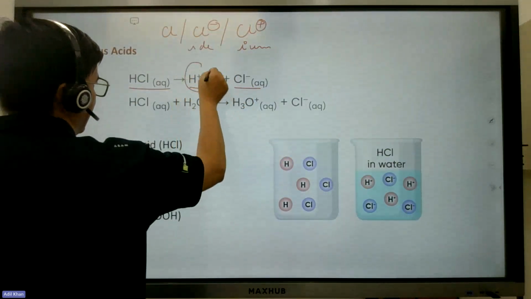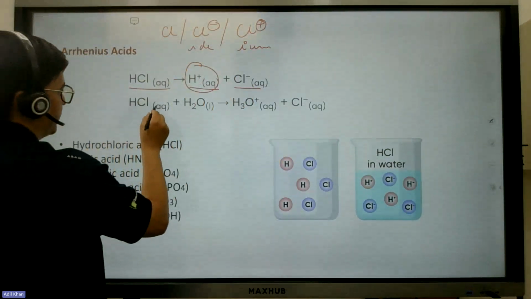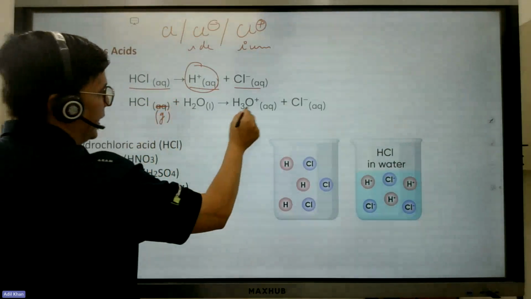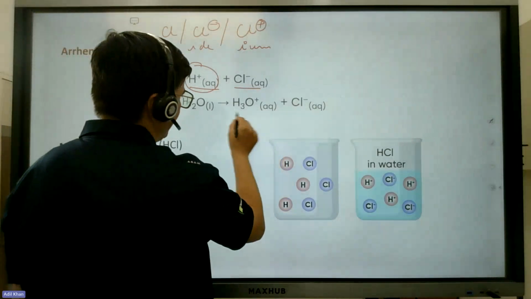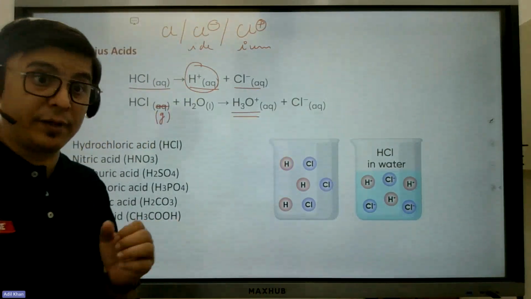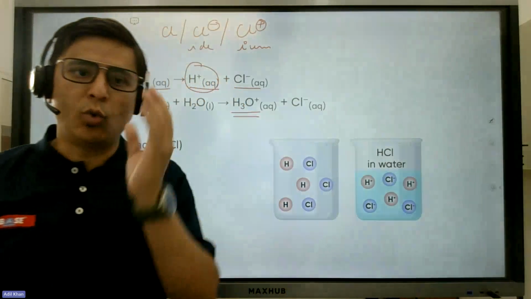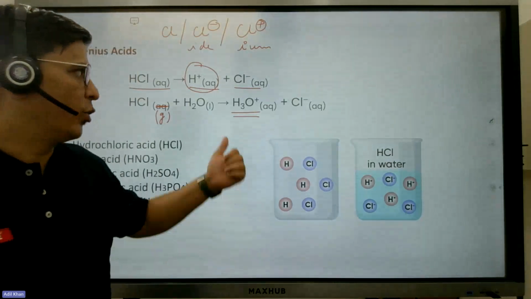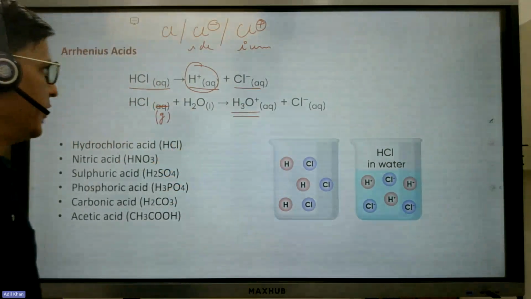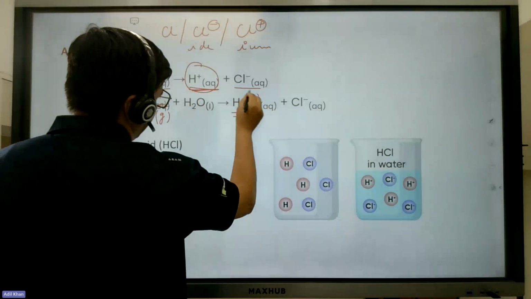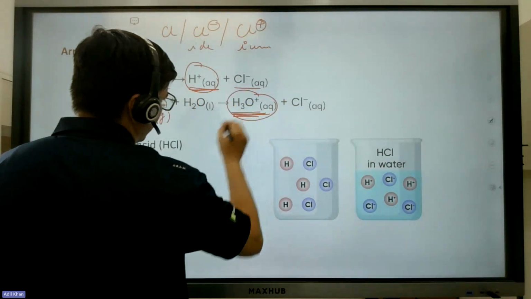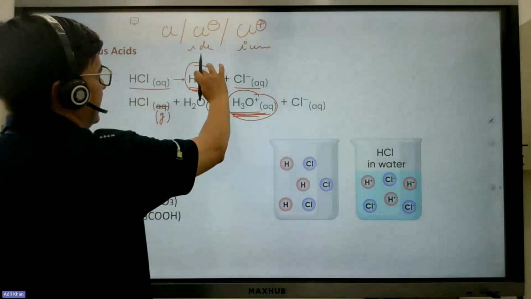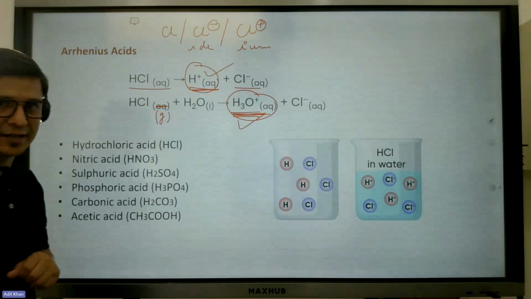So it is H plus and Cl minus, and this H plus makes it acidic in nature. Now, suppose I take it as a gas. HCl gas in the presence of water gives me H3O plus and Cl minus. Why? Because H plus is highly unstable and reactive, so it does not want to stay alone. The moment H plus is formed, it reacts with someone. It goes and reacts with water to form H3O plus. So whether you write H plus ion or H3O plus aqueous, hydronium ion, proton or hydronium ion, it is the same. This also represents that it is acidic in nature.